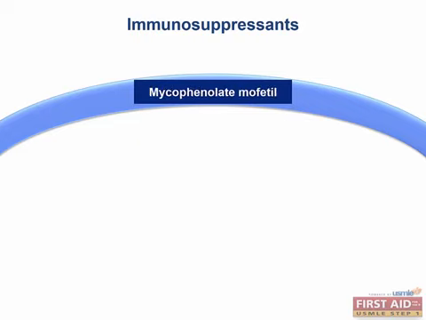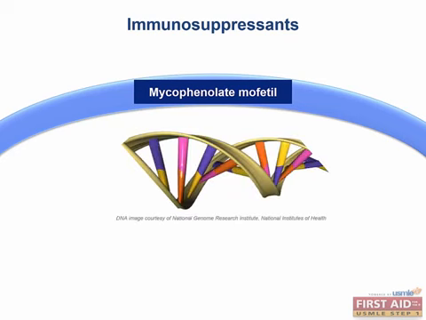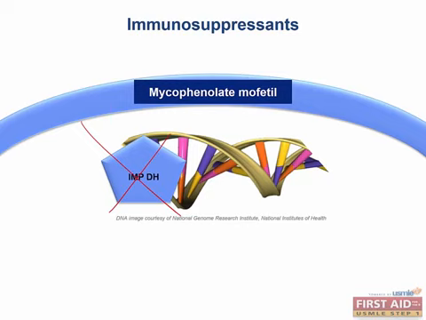Mycophenolate mofetil also disrupts DNA replication, but it works a little bit higher up the ladder in that it inhibits the enzyme IMP dehydrogenase. Maybe you remember from biochem. I think it's in that section in your books. But inhibition of this enzyme leads to less purines and less purine synthesis, and thus ultimately less DNA replication.